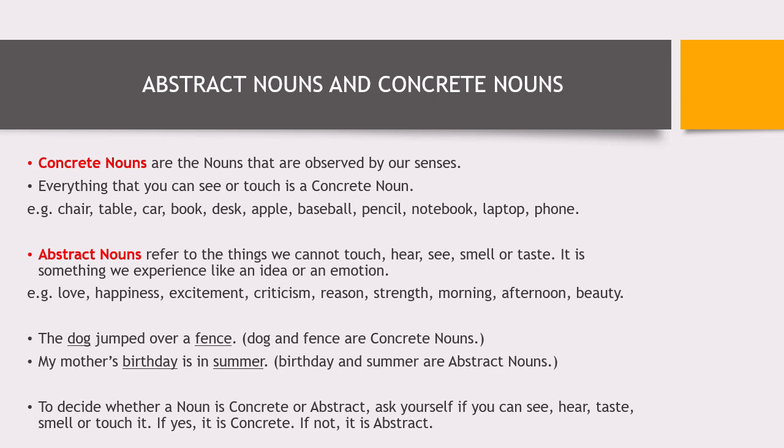The dog jumped over a fence. Here, dog and fence are concrete nouns. My mother's birthday is in summer. Here, birthday and summer are abstract nouns. To decide whether a noun is concrete or abstract, ask yourself if you can see, hear, taste, smell, or touch it. If yes, it is concrete. If not, it is abstract.